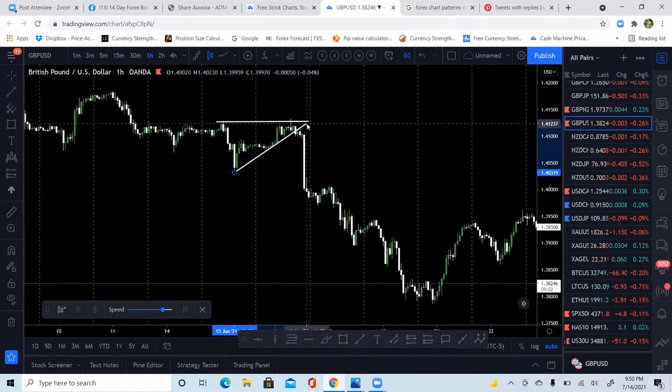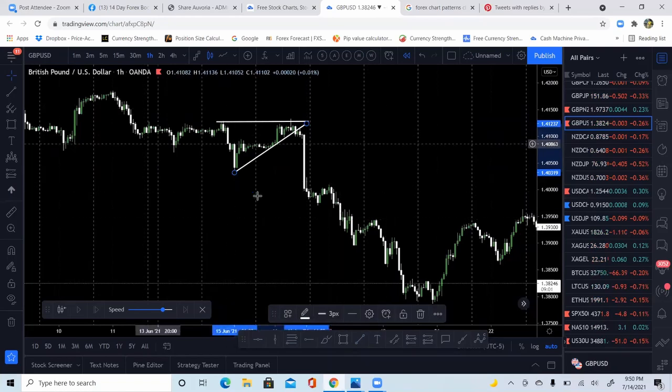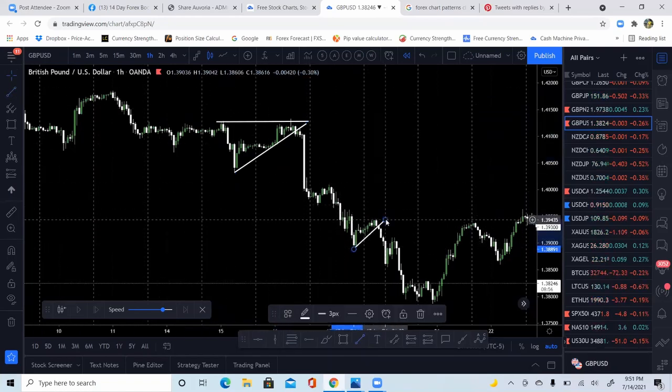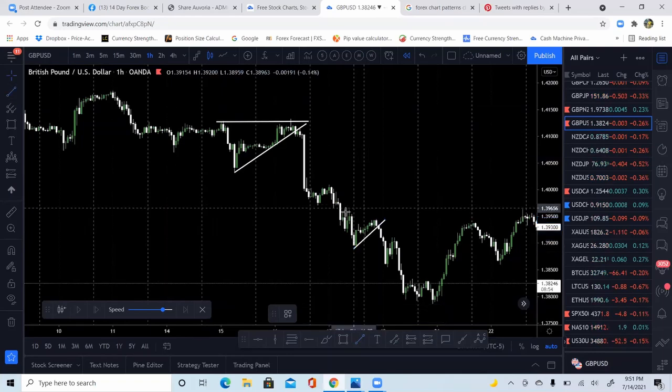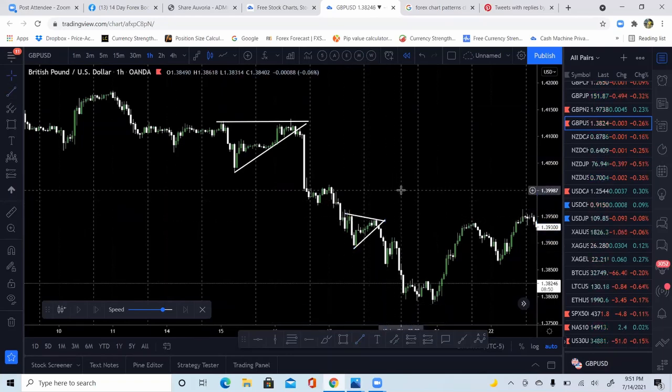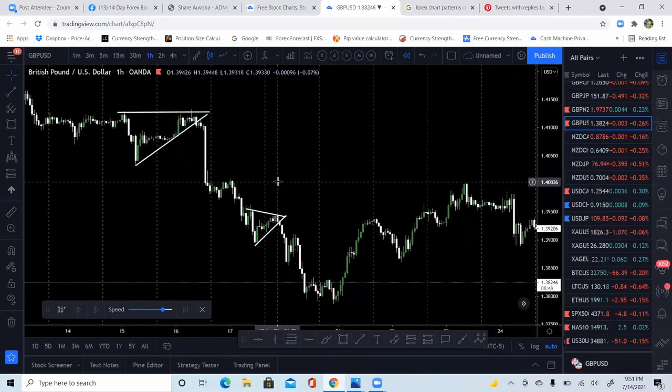So you got your triangle right there. And it kind of repeats itself over and over again. Got another triangle. So somewhat like that. And you'll notice this more when you trade pairs.